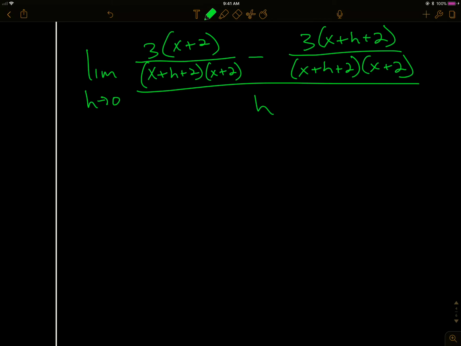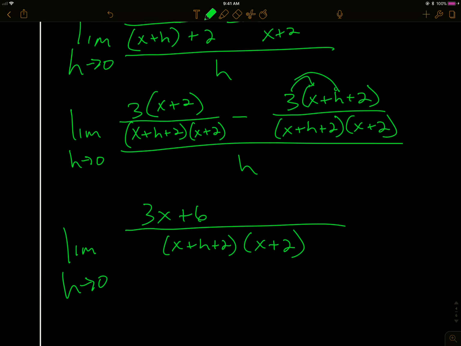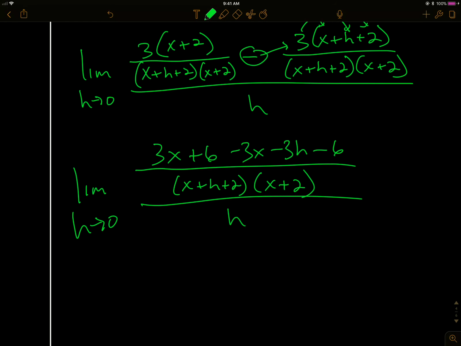Limit as h approaches 0. So it's got x plus h plus 2 times x plus 2 as my denominator. I add or subtract the numerators. I'm going to distribute the 3 as I go as well. So 3x plus 6. Now here, when I distribute the 3, I'm also distributing that negative sign that's attached to it. So I'm going to get negative 3x minus 3h minus 6, all over h.